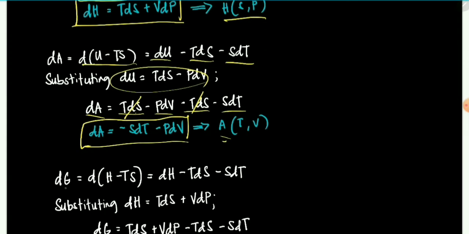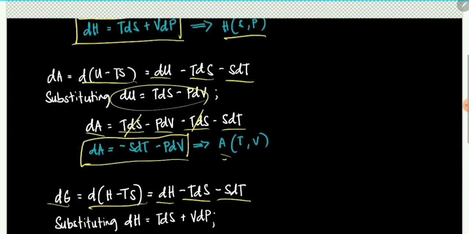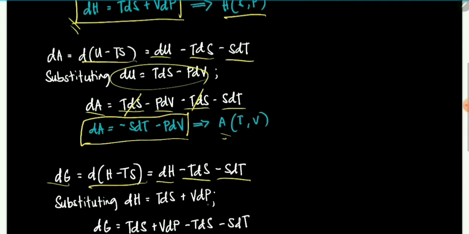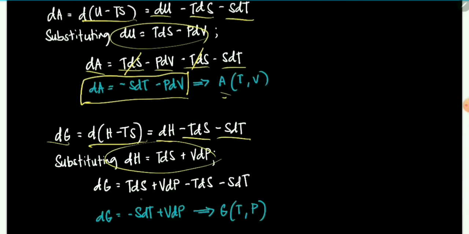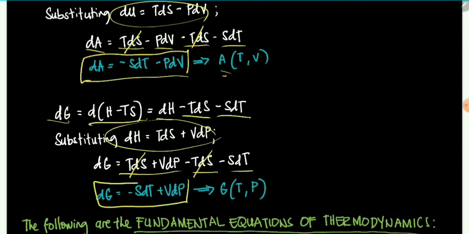So finally, we have dG. The definition for dG is the derivative of H minus TS, which is equal to dH minus TdS minus SdT. Substituting the equation for dH, which is TdS plus VdP, we have dG equal to TdS plus VdP minus TdS minus SdT. So, our TdS will cancel. What remains is dG equal to negative SdT plus VdP. In this equation, our G is a function of temperature and pressure.